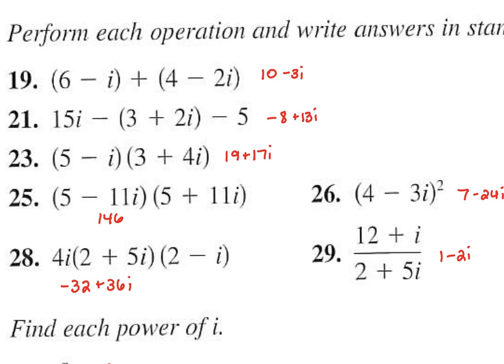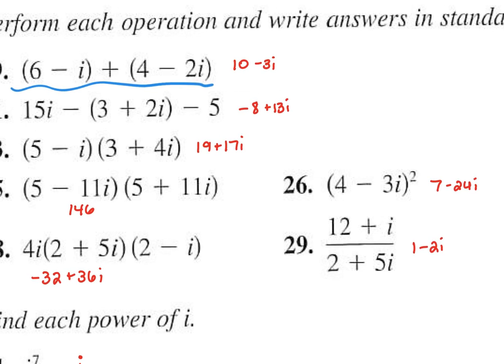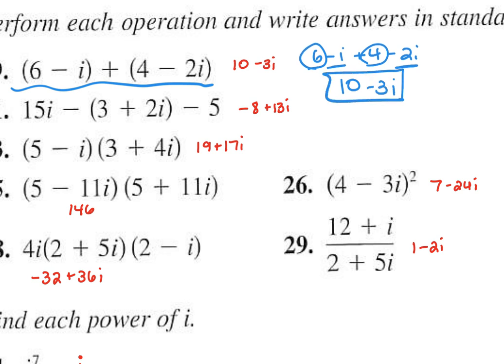So when you're dealing with complex numbers and it's adding or subtracting, you just want to treat it as though it was a variable. So if it's addition, you literally just drop your parentheses, and I'd get 6 minus i plus 4 minus 2i, and then combine your like terms. So 6 plus 4 is 10, and negative i and negative 2i would be negative 3i. Unless there's an i squared in there, I just treat it like it's a variable.